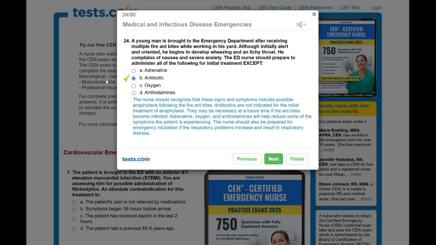B. Antibiotic. The nurse should recognize that these signs and symptoms indicate possible anaphylaxis following the fire ant bites. Antibiotics are not indicated for the initial treatment of anaphylaxis. They may be necessary at a future time if the ant bites become infected. Adrenaline, oxygen, and antihistamines will help reduce some of the symptoms the patient is experiencing. The nurse should also be prepared for emergency intubation if the respiratory problems increase and result in respiratory distress.